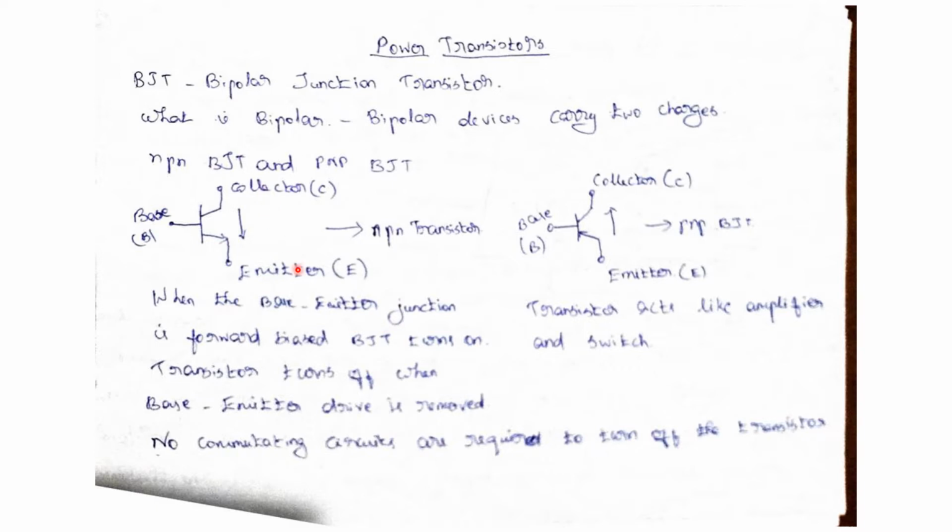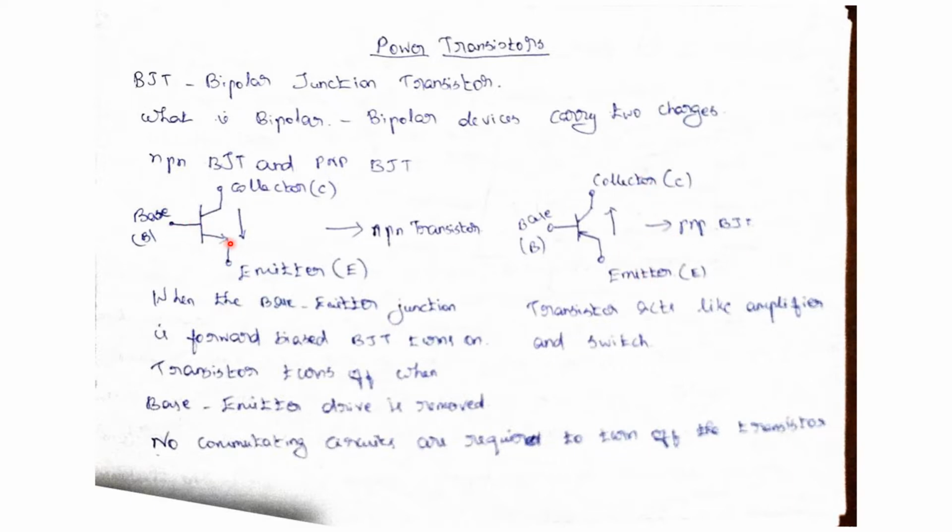This is the NPN BJT. This one is the PNP BJT. Here there are three terminals: collector, base, emitter. Here also base, collector, emitter. In the NPN BJT, the current flows from collector to emitter. In the PNP BJT, the current flows from emitter to collector.